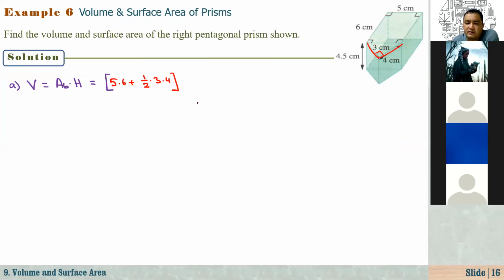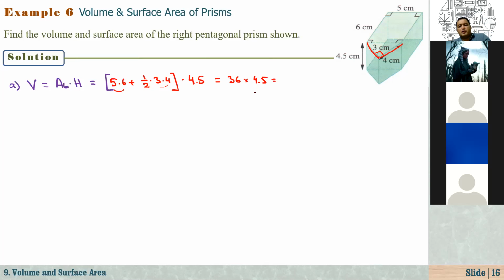That is the base area, the area of the pentagon. And we should multiply it by height. What is the height? That is 4.5. The base area is equal to 5 times 6, 30, plus 3 times 4, 12, half of 12 is 6. So 30 plus 6, that is 36, times 4.5.